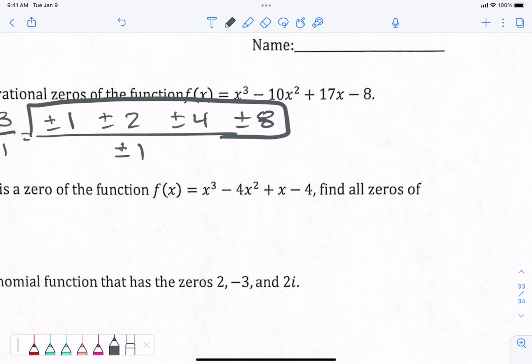1 works. How do you know? Because it equals 0, right? -1 does not work. 2 does not work. It has to equal 0, right? Positive 8 works. Cool. None of the 2's work.